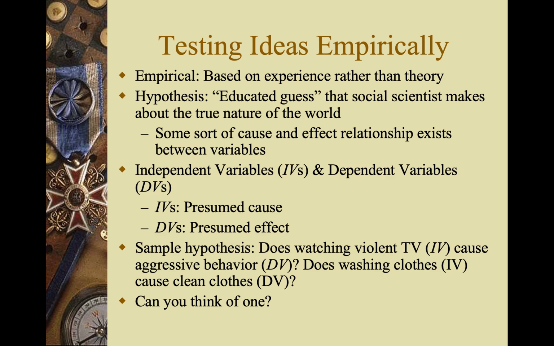Social scientists want to test ideas empirically. So what does it mean to be empirical? That means that you're basing something on experience or observation rather than theoretically speaking. And a hypothesis is an educated guess that social scientists make about the true nature of the world. And usually hypotheses are about cause and effect. So, because blank happened, this happened. So that's what they're interested in, usually cause and effect type relationships.